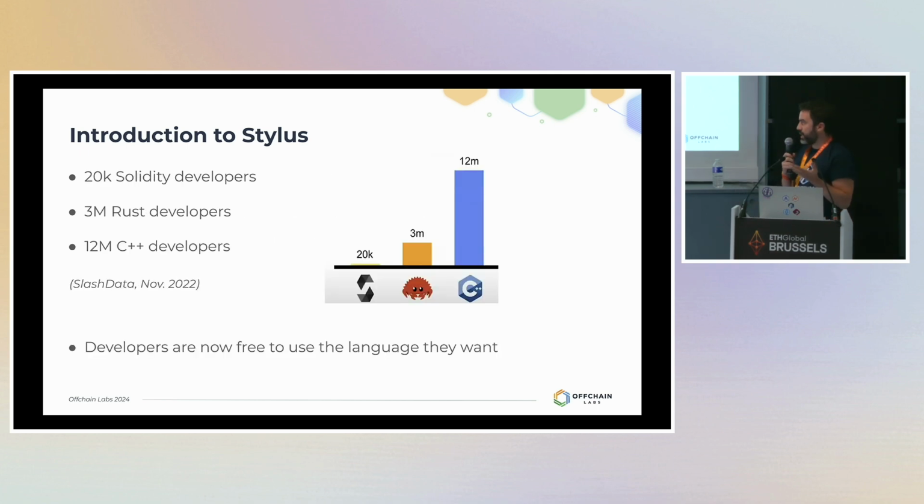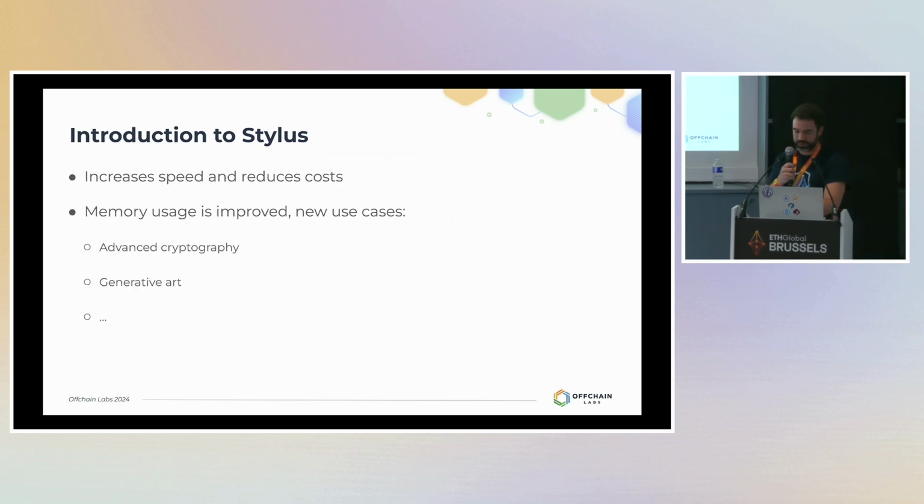One of the main benefits that Stylus brings is that we can access new developer ecosystems, right? Like the Rust one or the C++ one. And these are all numbers. This is from 2022, almost 2 years ago. But probably the numbers have changed, but the ratios are probably the same. So we are now opening the development space to new communities as well, right?